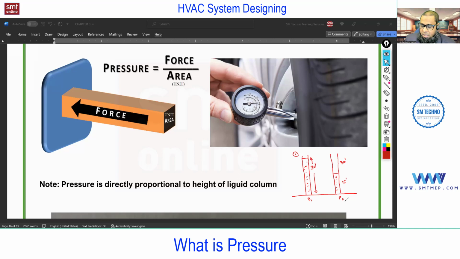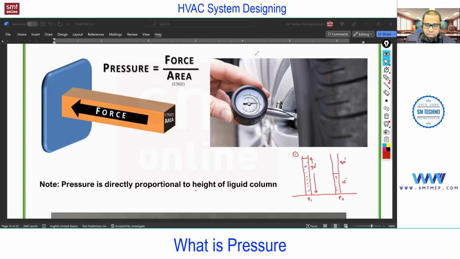So what do you think? In which case will you find more pressure? P1, obviously, because the height of the liquid column is directly proportional to the pressure. As the height of the liquid column increases, the pressure at the bottom increases, right? Yes, everyone is aware of this.